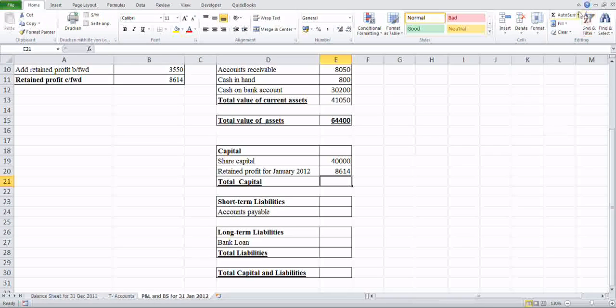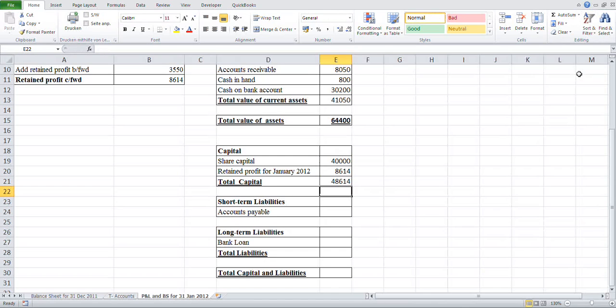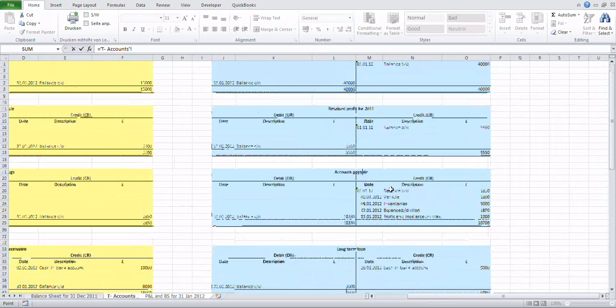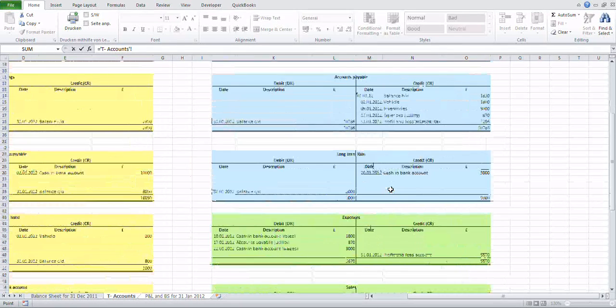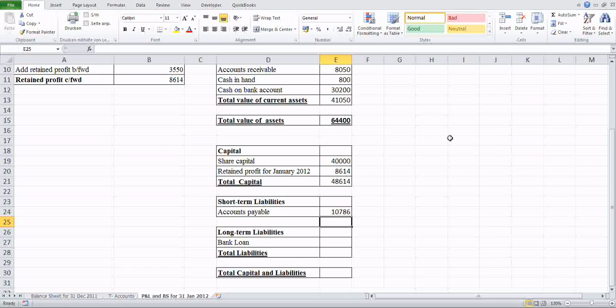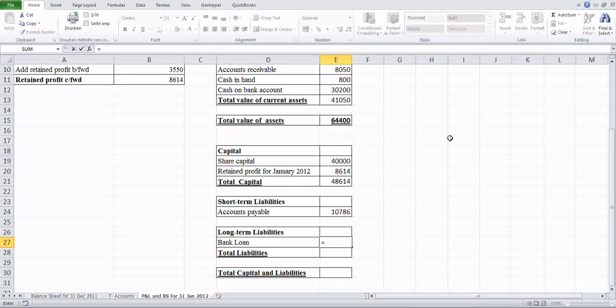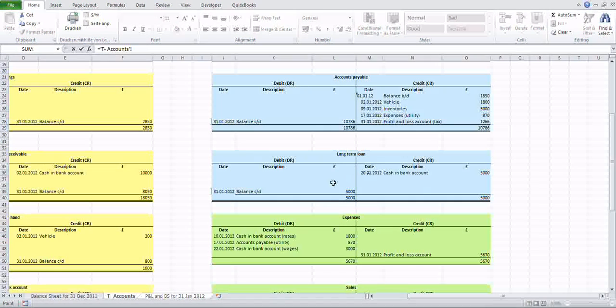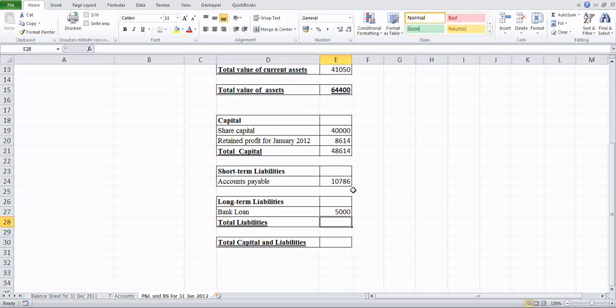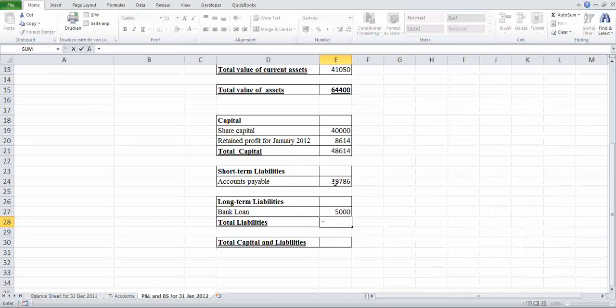Now the total capital, all the sum, 48,614. Accounts payable, I need to check back. Accounts payable, 10,786. There's a bank loan, which is a new account, so don't forget this new account, 5,000. So the total liabilities are, the auto sum is really practical here because we have gaps between the components, so we take the accounts payable plus the bank loan.